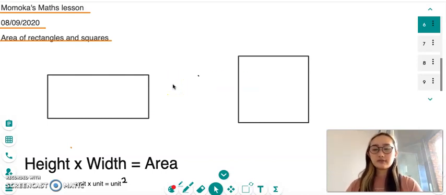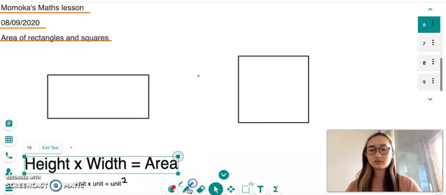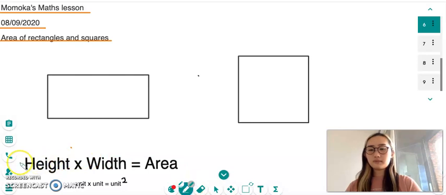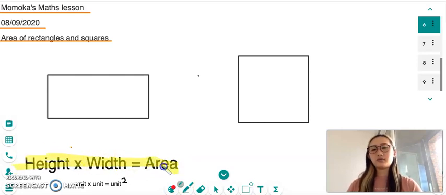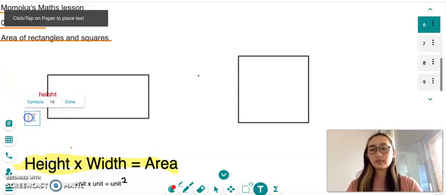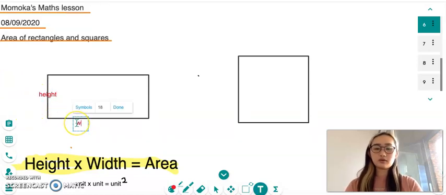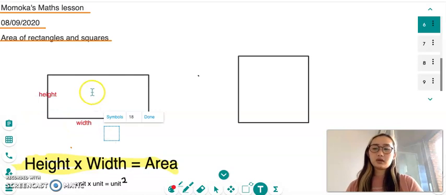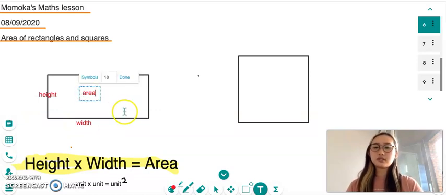To work out the area of a rectangle, you have to use this equation here: height times width equals area. Now, let me highlight this. When we refer to the height, we often mean here. And when we refer to the width, we often mean the length here. And the area is everything inside the rectangle.